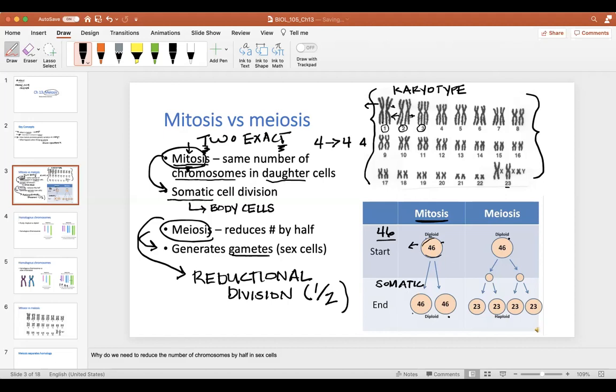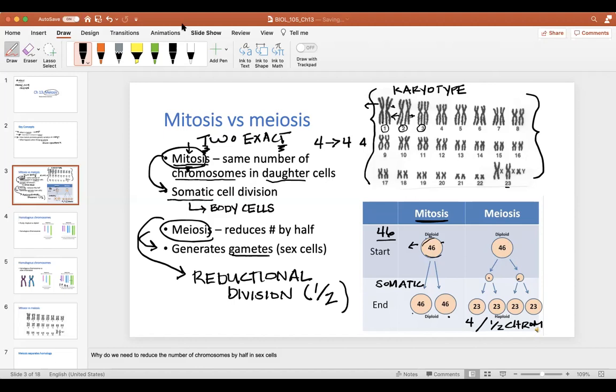But if we're talking about developing your gametes, if we're talking about egg and sperm production, you start out with 46 chromosomes. But then in meiosis, we end up going through 2 rounds of division so that instead of 2 exact copies, you get 4 copies, each with half the number of chromosomes. Okay? And we're going to walk through this process.